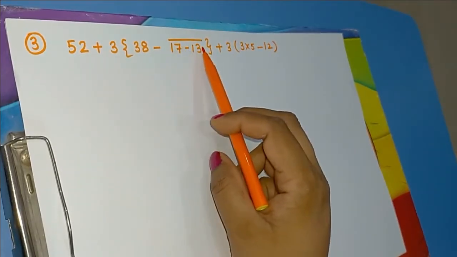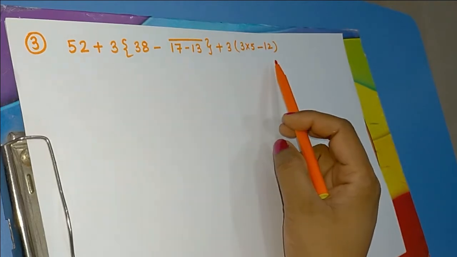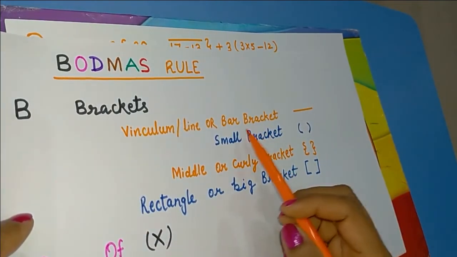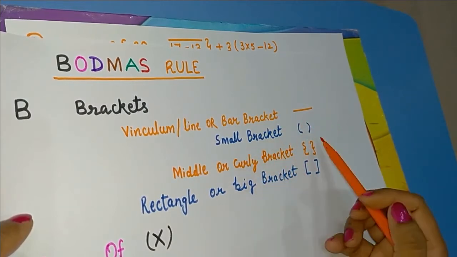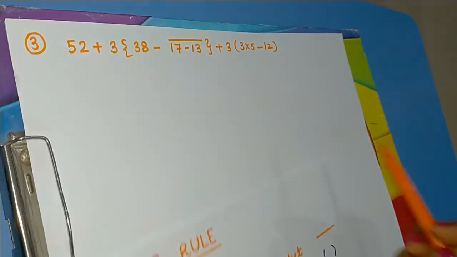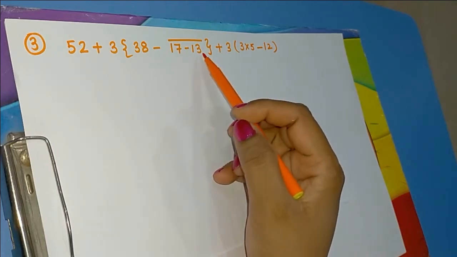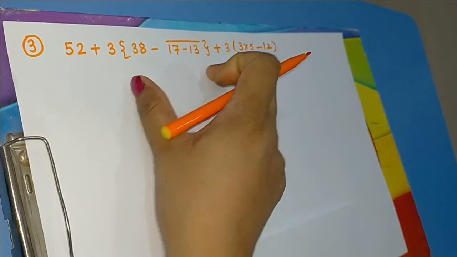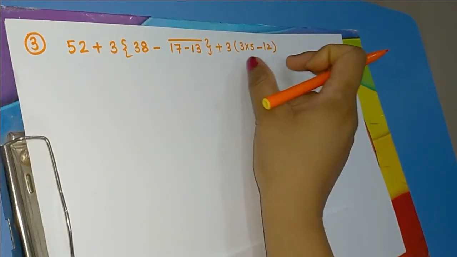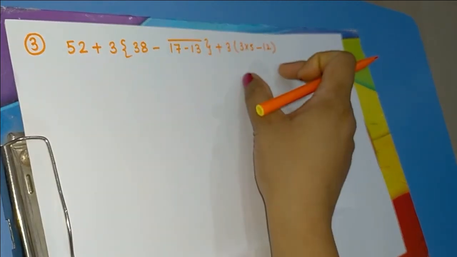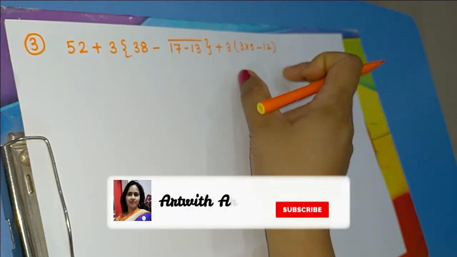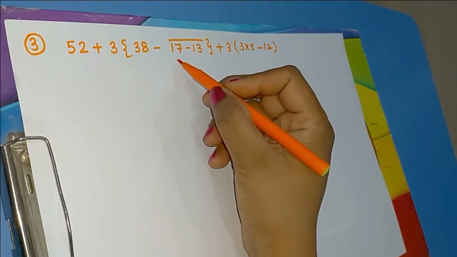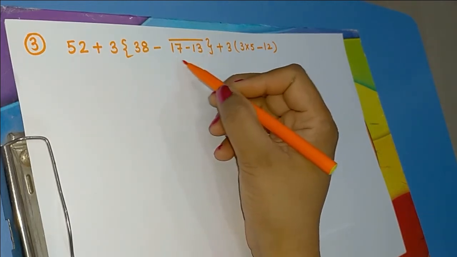Here you can see that we have bar bracket, curly bracket, parenthesis, and according to the BODMAS rule, the bar bracket has the highest priority, then the small bracket, and then the curly bracket. So here first of all we need to solve the bar bracket. But here you can see that we have a curly bracket and we have a parenthesis, and both are separate from each other. So just to save time, we can solve both the brackets at the same time. So in the next step we are going to solve this bar bracket here.